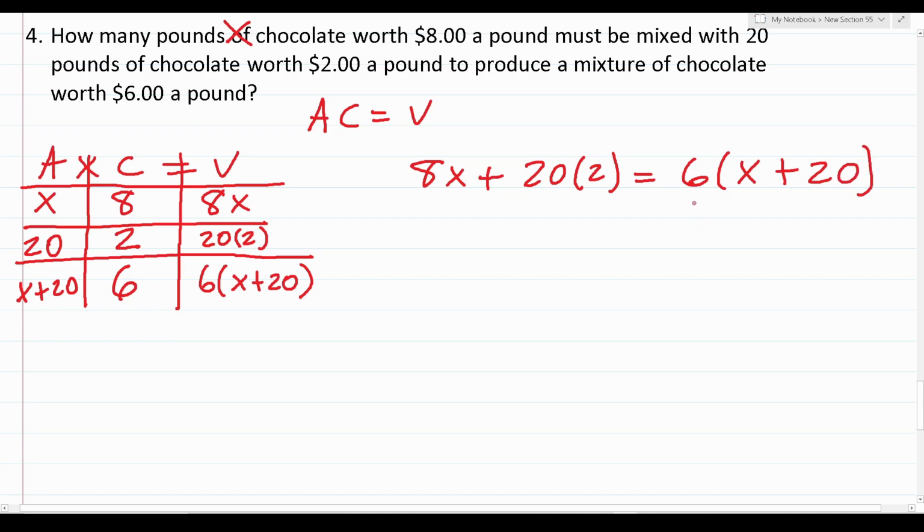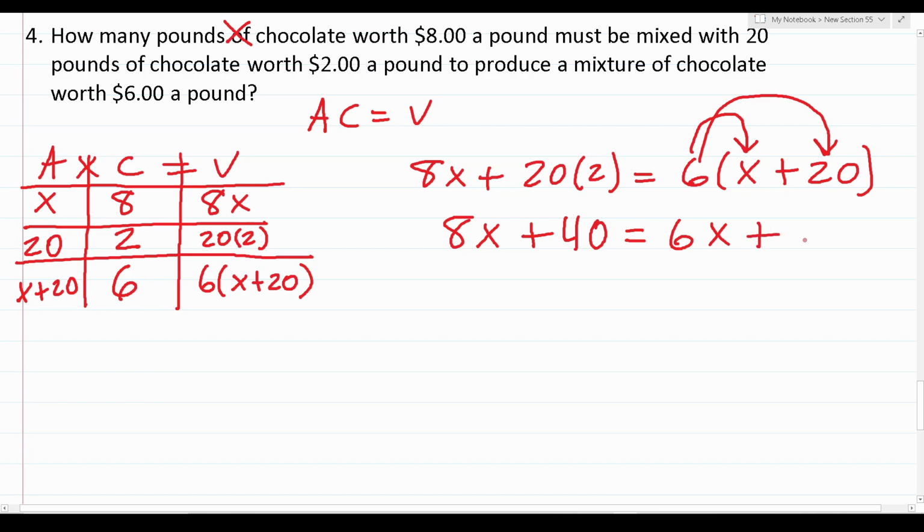All right, so now we're just going to solve for x in this case. So we have 8x plus 20 times 2, which is 40, equals, and now we've got to take this 6 and distribute it here as well as here. 6 times x is 6x. 6 times 20, well, 6 times 2 is 12. Therefore, 6 times 20 is 120.